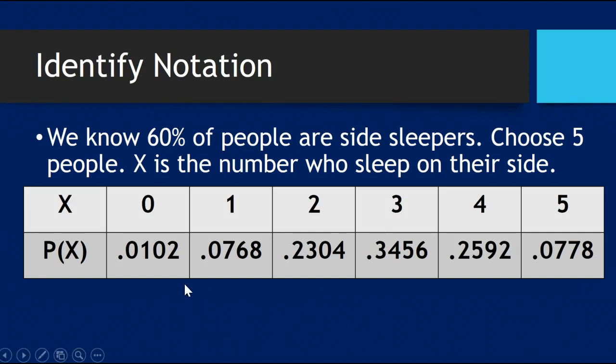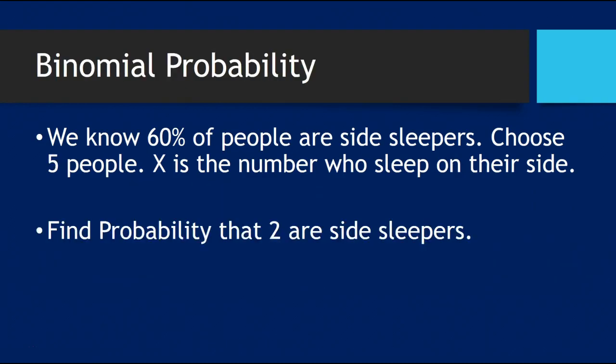Now, the question that pops up is, how do these probabilities come up? Back in the coin flip example, we could have listed out all of the different sequences. Well, that's how you should think about probabilities here. What if we wanted to find the probability that 2 people are side sleepers? Well, what would we do? Hopefully, again, notice that 60% of people are side sleepers. So each success has a 60% chance. Each failure is going to have a 40% chance.